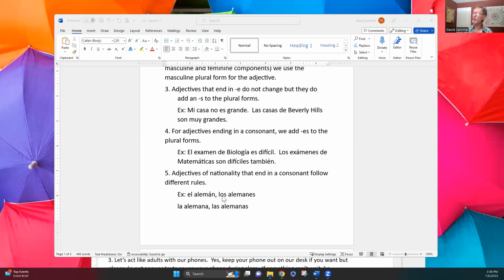We add an ES, los alemanes. If it's a singular feminine adjective of nationality that ends in a consonant, we add an A to it. We have to add an A. La alemana and las alemanas. We made it plural, okay? So there's your basic rules. There's more things than that. There's exceptions. But in general, that's pretty much what you need to know about adjective agreement in Spanish, okay?